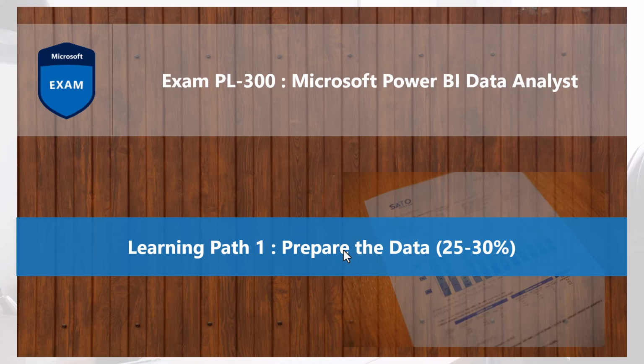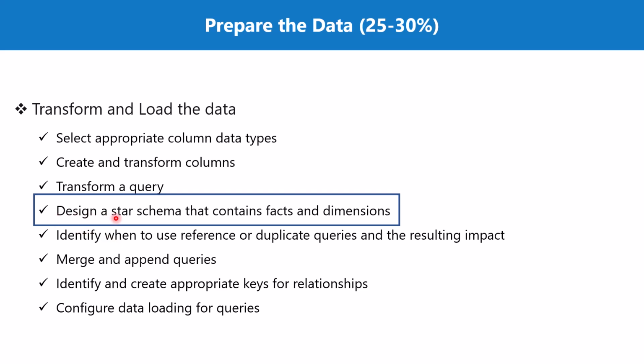Welcome back to the PL-300 exam preparation series where we are going to talk about the first learning path, prepare the data. The topic for this video is design a star schema that contains facts and dimensions, which is part of the section transform and load the data. So far in the previous videos, we have talked about data transformations in multiple videos, and in the last video, we talked about how the data is ultimately loaded in the Power BI environment. What we did not discuss was the part where we actually build a data model.